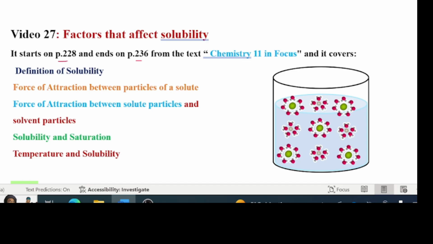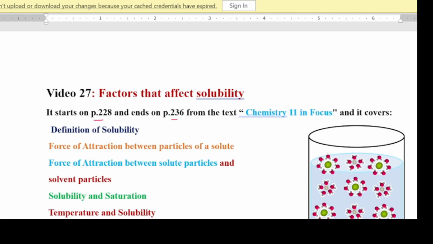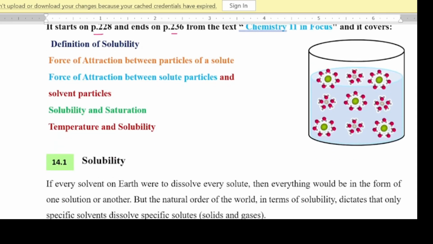Our lesson today discusses the factors that affect the solubility of a solute in a solvent. It starts on page 228 and it ends on page 236 from the text Chemistry 11 in Focus. And some of the things we'll be talking about will be definition of solubility, force of attraction between particles of a solute, force of attraction between solid particles and solvent particles, solubility and saturation, temperature and solubility. I have a little write-up here that I have.